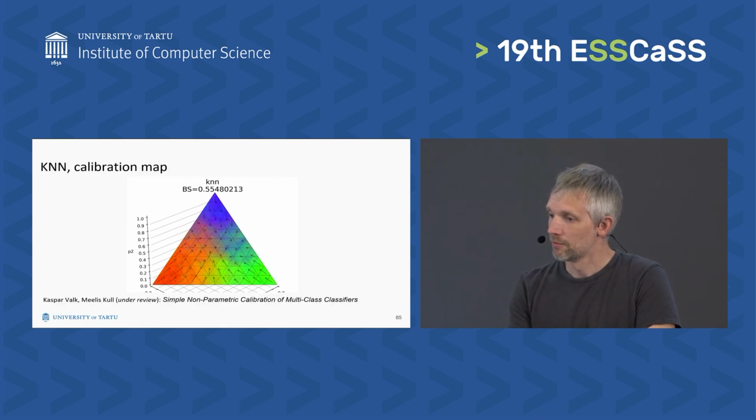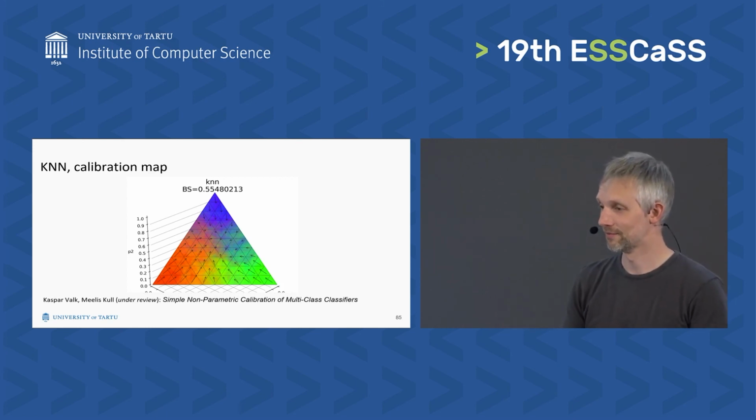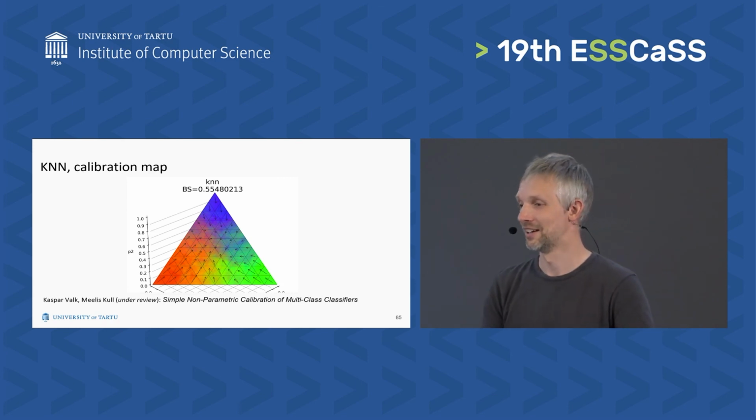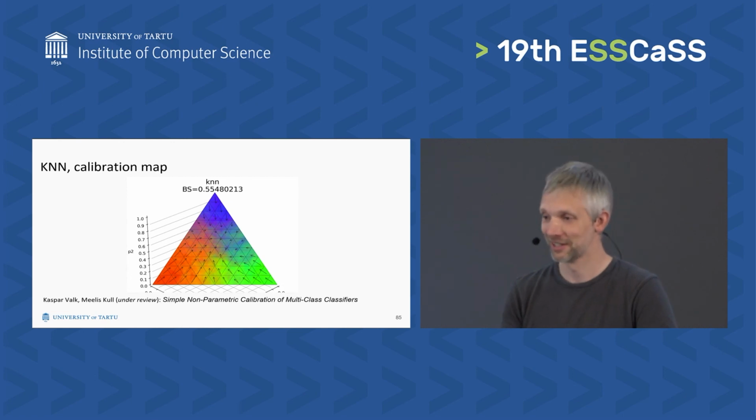Now, something that we then looked into was, do we really need these relatively complicated methods? Can we do something very, very simple? So with Kaspar-Valk, we looked at, can we just do KNN? And it turned out it works well. So boosting worked well, but KNN can work even better.